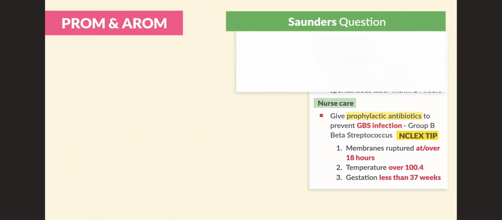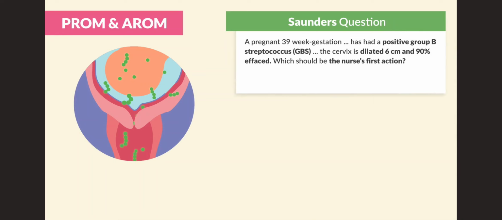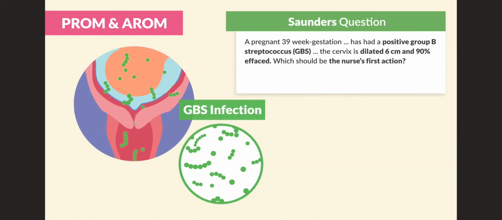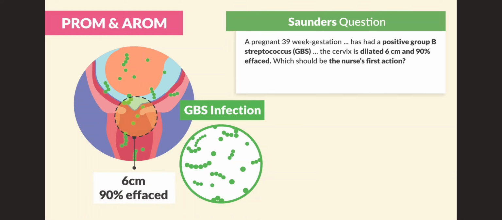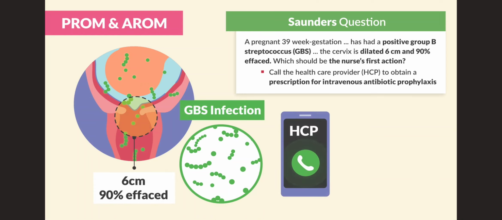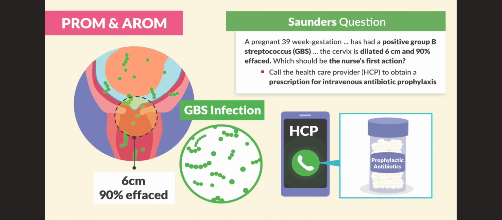Now Saunders mentions, a pregnant client, 39-week gestation, has a positive group B streptococcus, or basically GBS. The cervix is dilated 6 centimeters and 90% effaced, which should be the nurse's first action? Call the HCP, the healthcare provider, to obtain a prescription for intravenous antibiotics prophylaxis. Remember, we have to give those antibiotics.